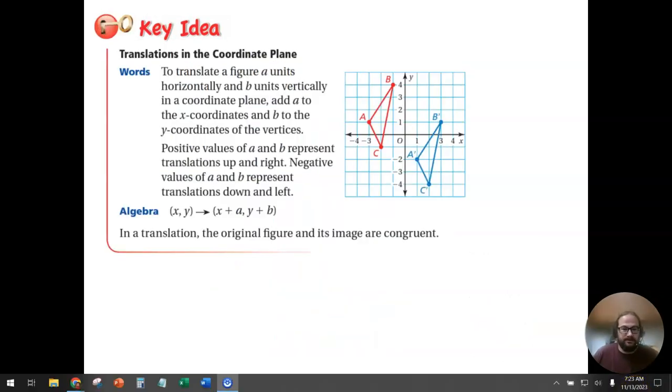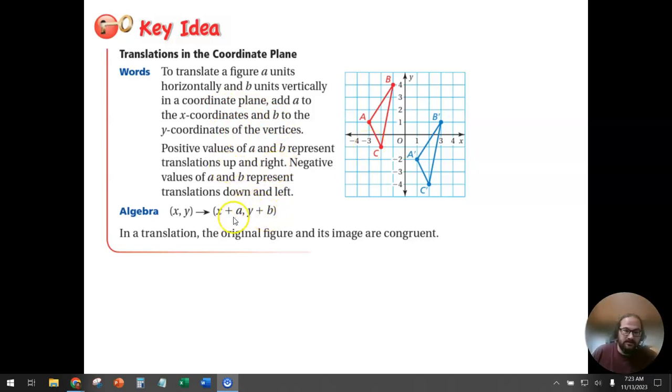Now, in addition to doing translations just on graphs, we can do it algebraically as well. To translate a figure horizontally, we would add to the X value because X measures side to side. To translate vertically, we would add to the Y value because that measures up and down.